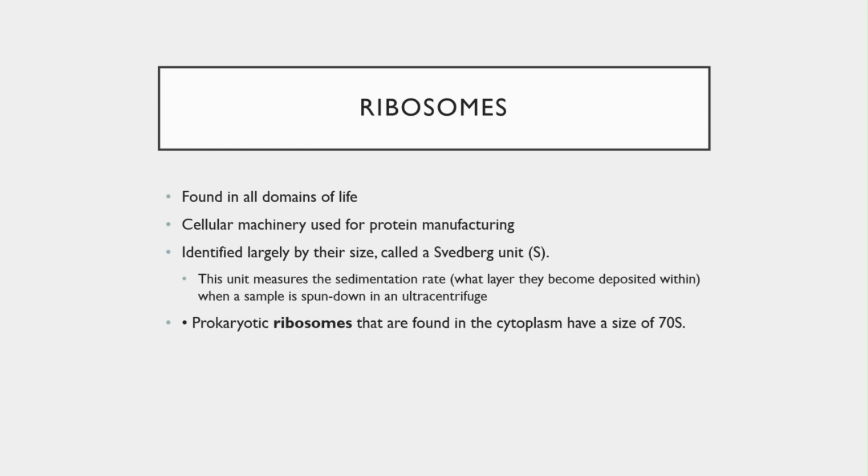So these ribosomes can be categorized by their size, and prokaryotes are going to share similar sizes, and they're going to be different than eukaryotic sizes. So all prokaryotes should have a 70S ribosomal unit.